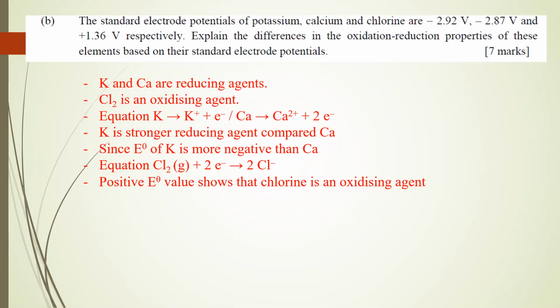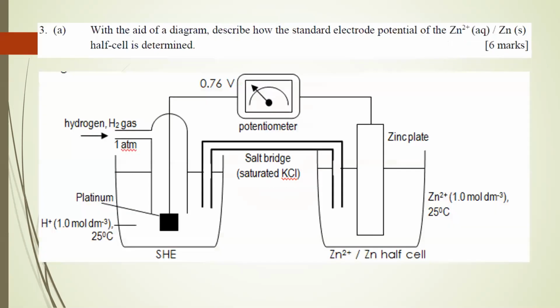Okay, so with that, that is how you answer question number 2. Immediately we go to question number 3. With the aid of a diagram, describe how you measure the standard electrode potential of the zinc half cell. It carries 6 marks, so you have to label everything.